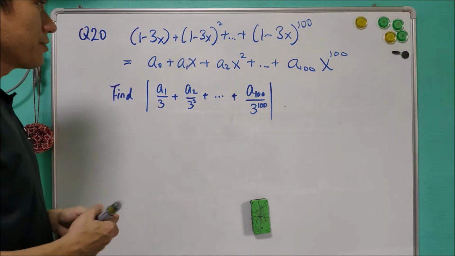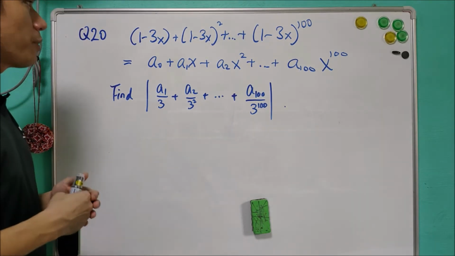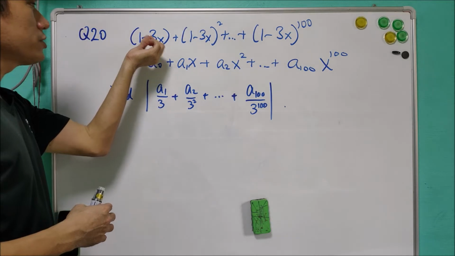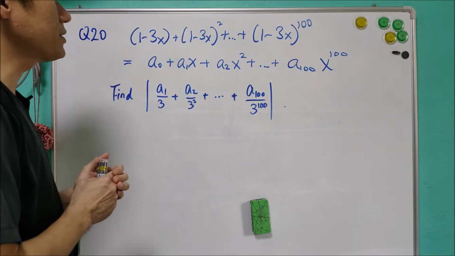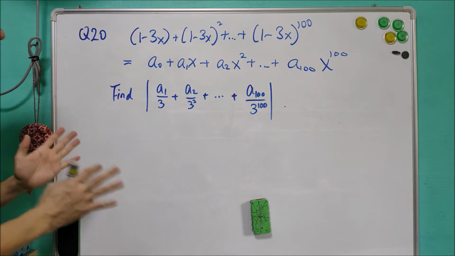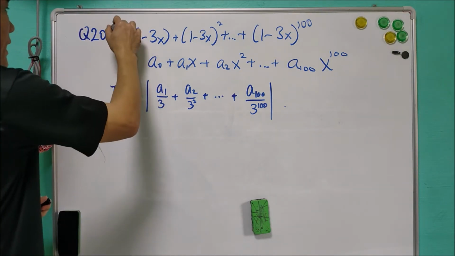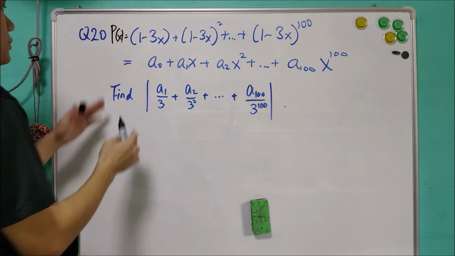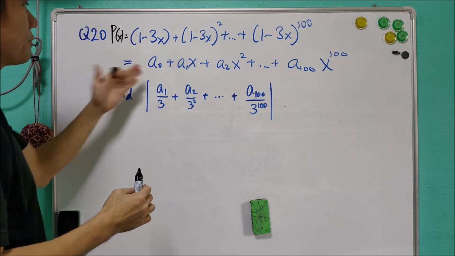This question looks scary, and there are a few ways to deal with that. One of the possible ways is to use the binomial theorem to expand each of these, but it is a little bit tedious. Now we can actually get the answer quite easily by saying that this is P(x). So we let this be P(x), and it can be written in two different ways.